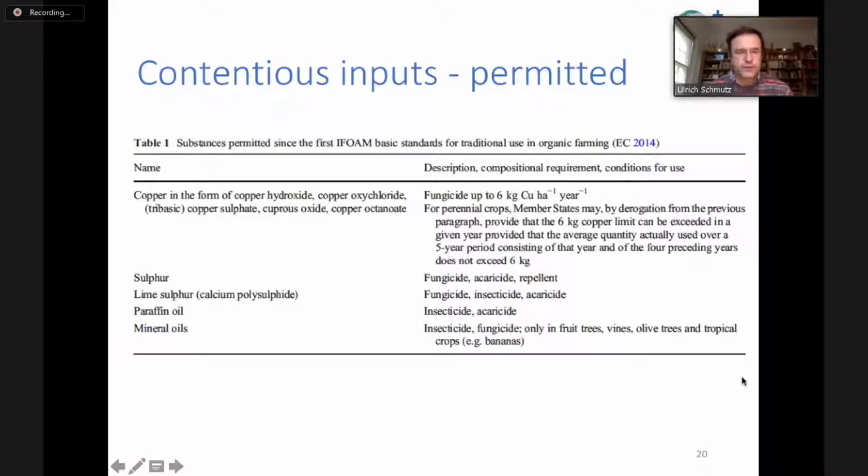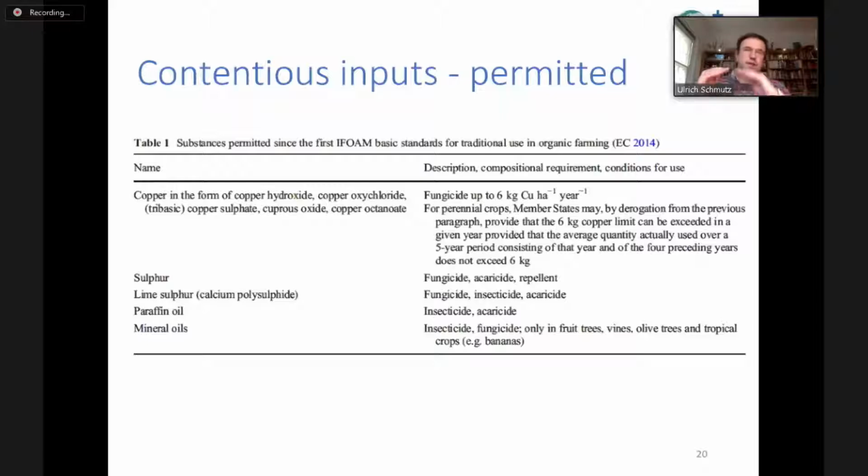So we have, as I mentioned again, copper. At the moment it is used as a fungicide up to 6 kilos of copper per hectare per year. The EU has already, in a recent regulation, reduced that to 4 kilos of copper per hectare per year. And this is over the whole course of 7 years. So in total, it's 28 kilograms over 7 years.